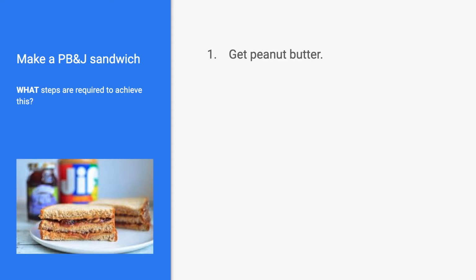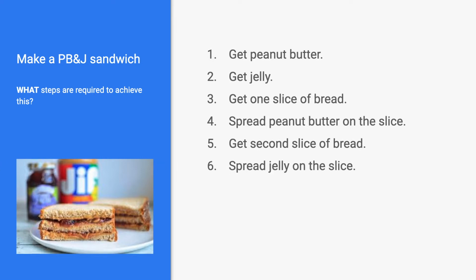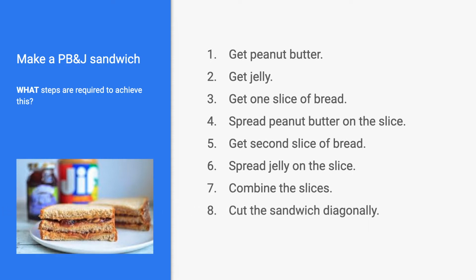I'm going to get peanut butter first, then I'm going to get jelly, and then I'm going to get a slice of bread. I'm going to spread peanut butter on the slice of bread, and then I'm going to get a second slice of bread. On the second slice of bread, I'm going to go ahead and spread jelly. Once I have both of these things done, I'm going to combine the slices, and then I'm going to cut the sandwich diagonally. That's how I like my sandwiches.